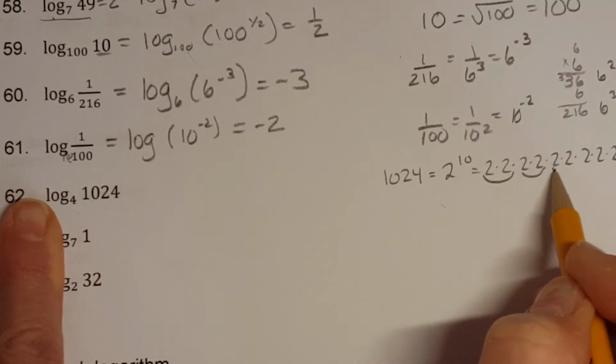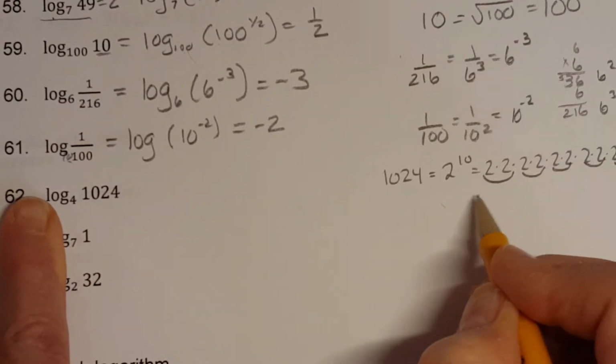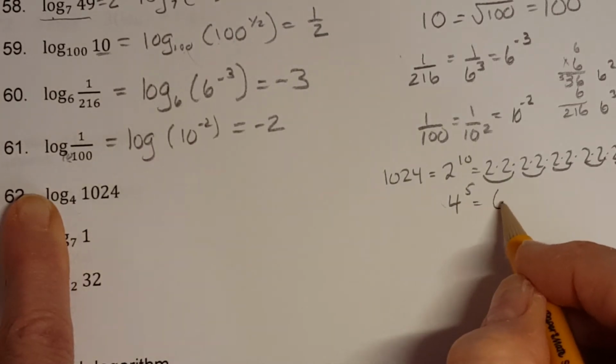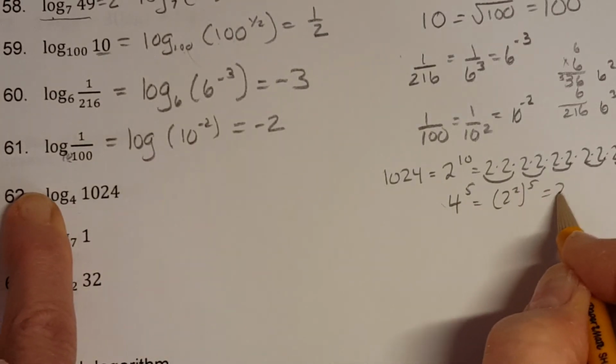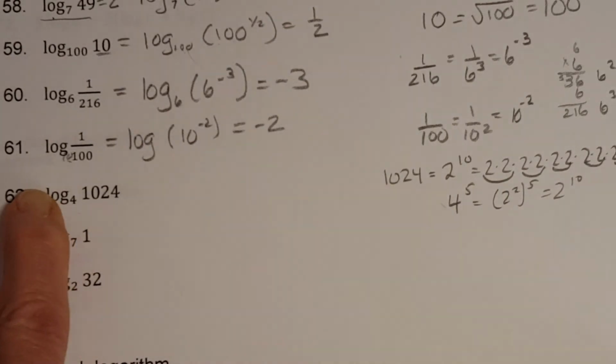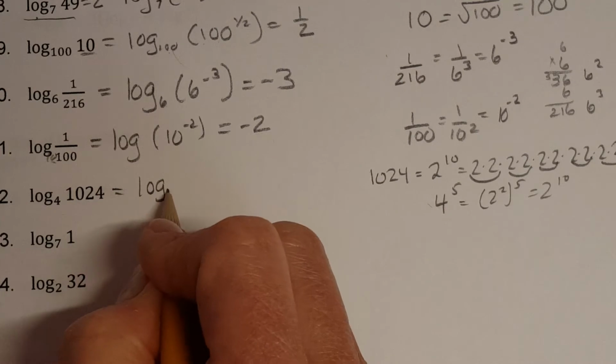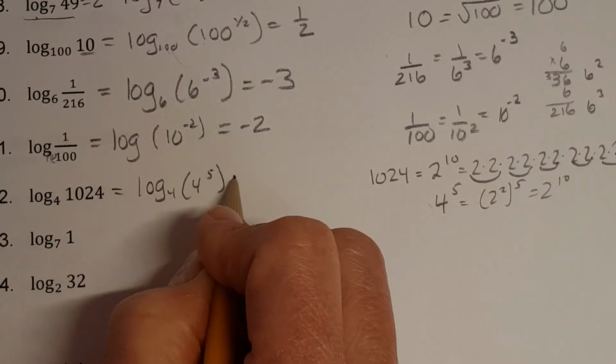There's a 4, a 4, a 4, a 4, a 4. So 2 to the 10th is equal to 4 to the 5th. But you know that because 4 to the 5th is 2 squared to the 5th, which is 2 to the 10th. So you know that from your exponent work, right? And so we can say that this is equal to log base 4 of 4 to the 5th, and so that equals 5.